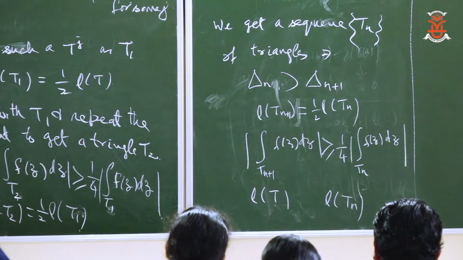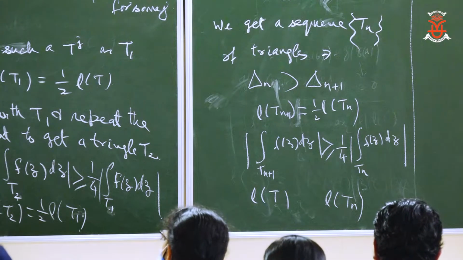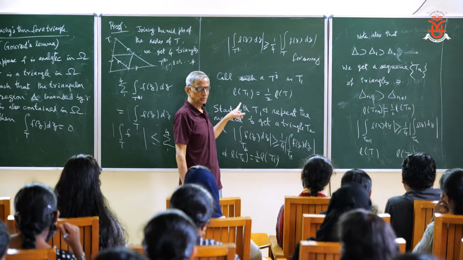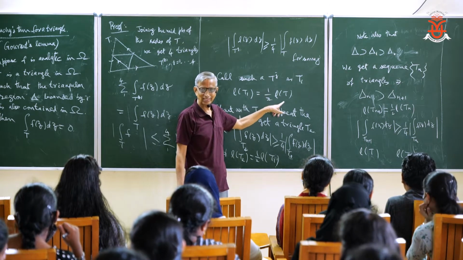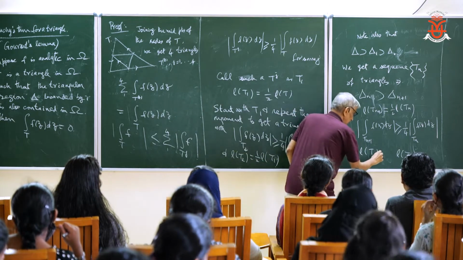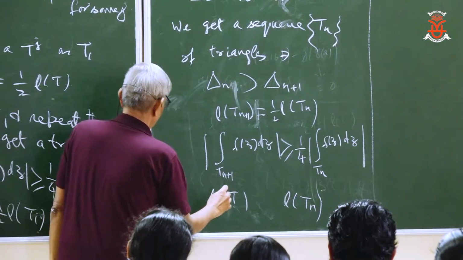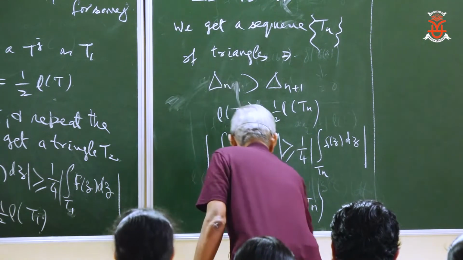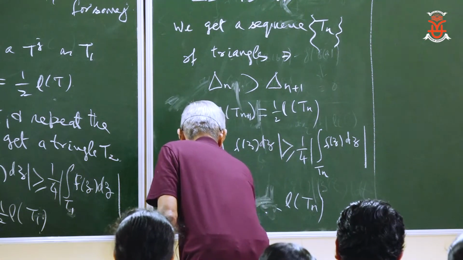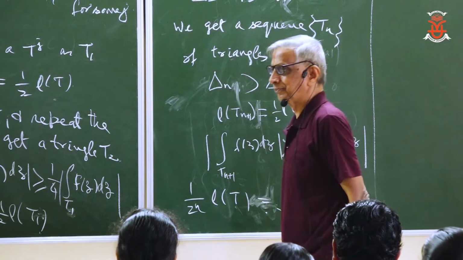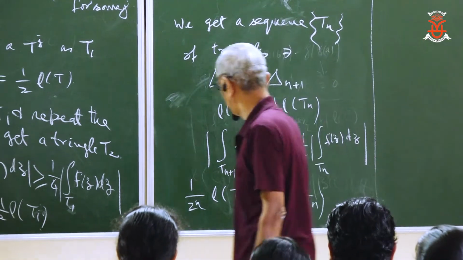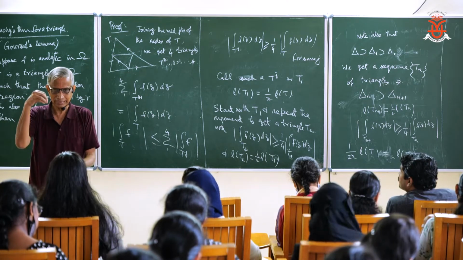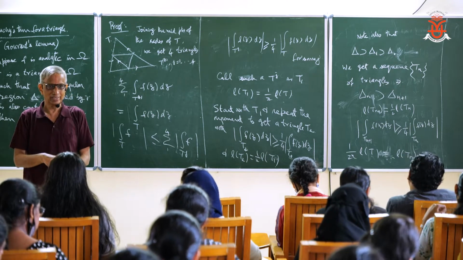At every stage, length is halved, right? So T1 is half of the length of T, T2 will be 1 by 2 square the length of T, and so on. So the size of these triangles decreases to 0, right?